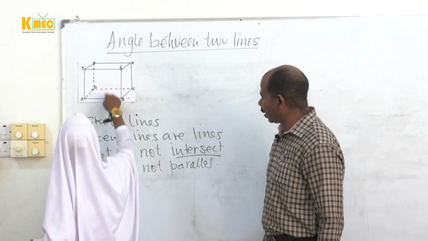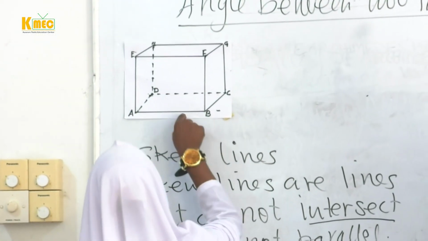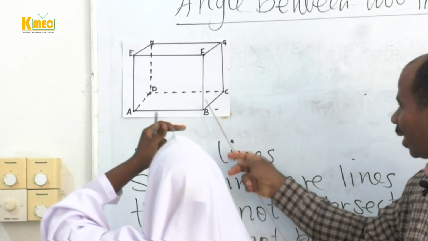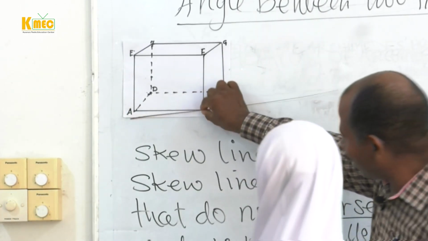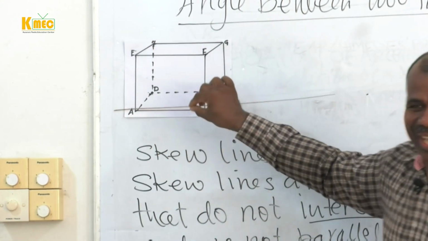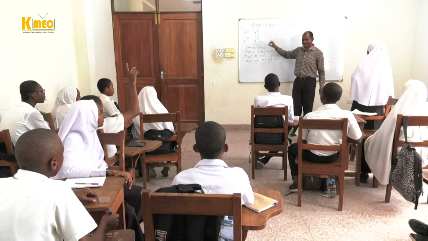The line AB and HG. AB and HD. Do you agree? AB and HD, these lines are parallel. So these lines are not skew lines. Who can correct? Yes.